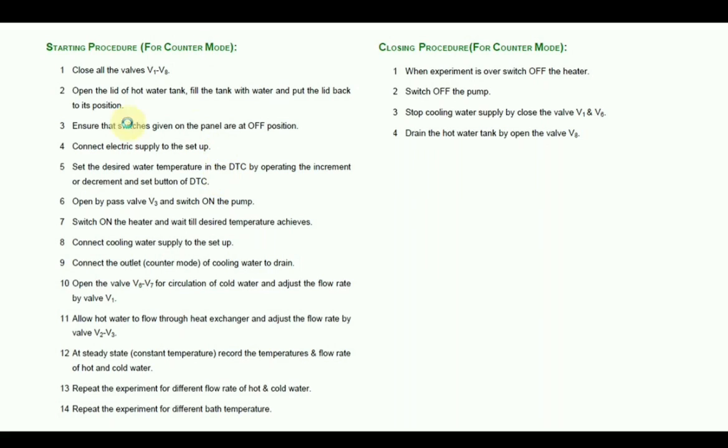Now this is the procedure which we need to follow to operate our double pipe heat exchanger. First of all we will see it for the counter current mode. The same procedure can be followed for the co-current mode. So what we need to do? We need to ensure that first all the valves are closed. Whatever valves are there in our setup from V1 to V8, all the valves should be closed.